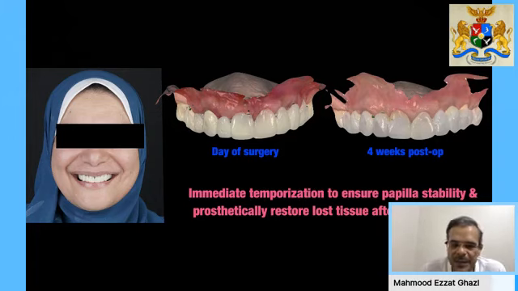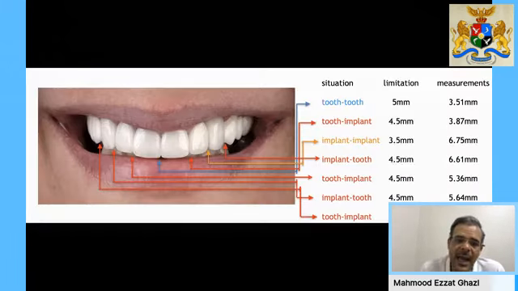You can see the deficiencies that we have on the day of the surgery. This is 4 weeks post-op. You can see the healing that we have around the temporaries, given that they're finely polished and retained in place. And you can see that we started to have some regeneration of the papillas in the areas by time. And this is the final position that we were able to give the patient.